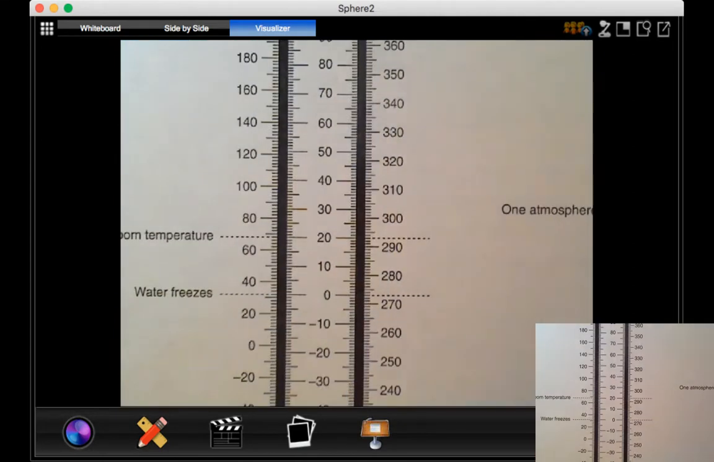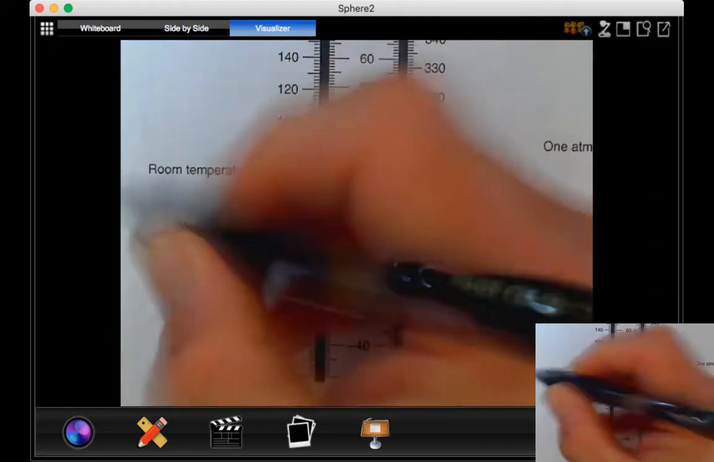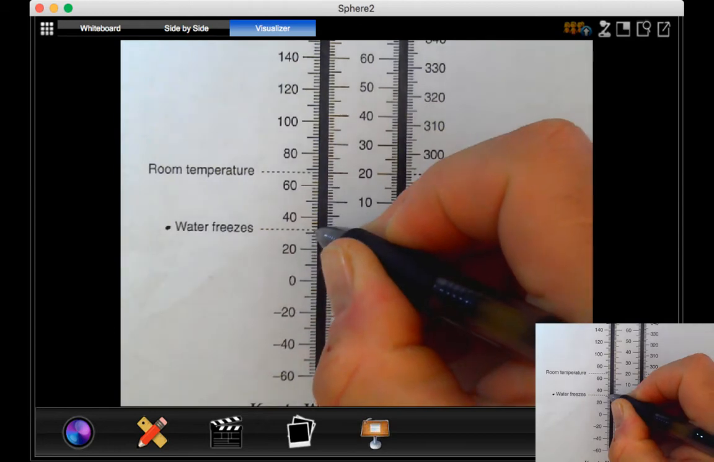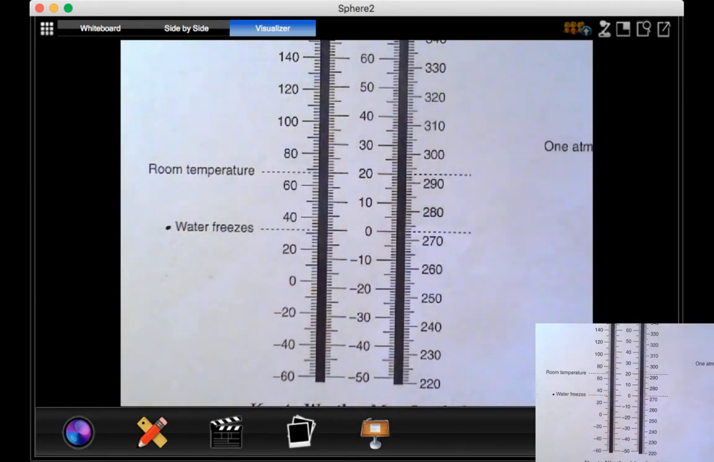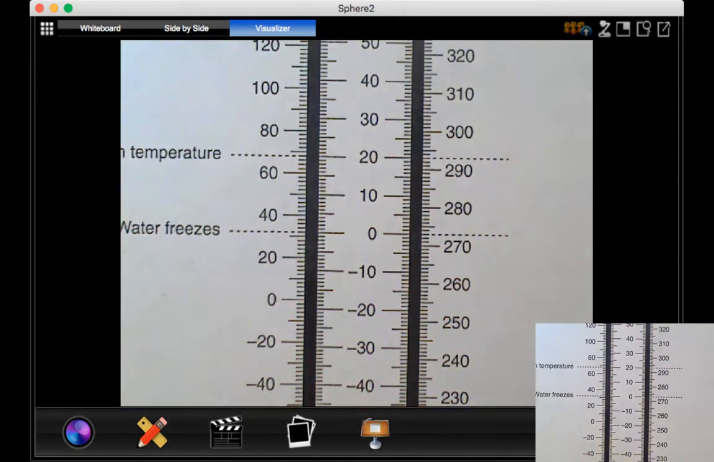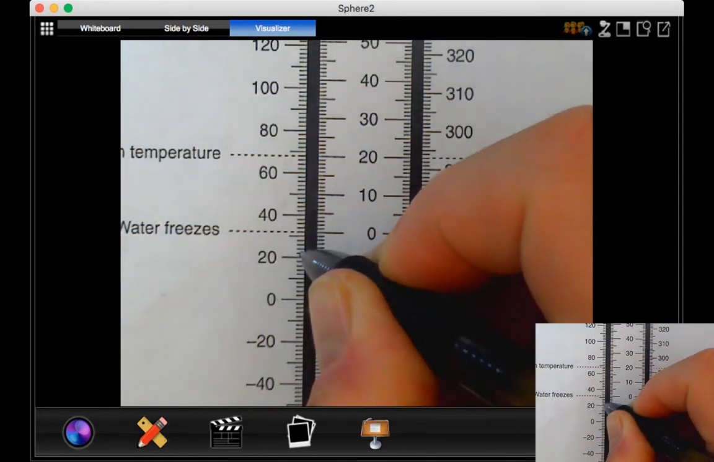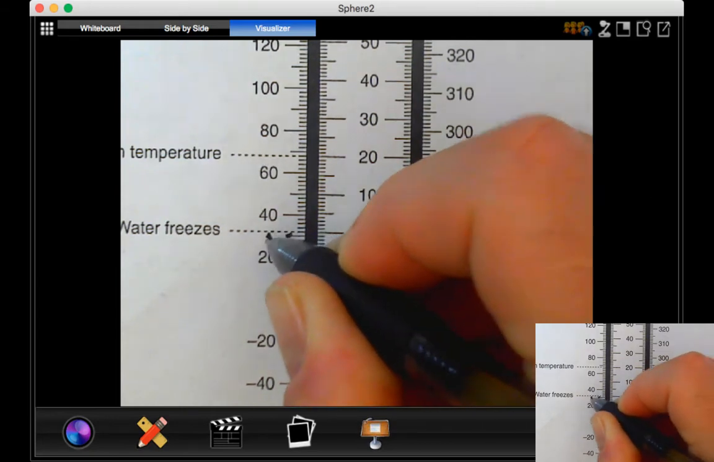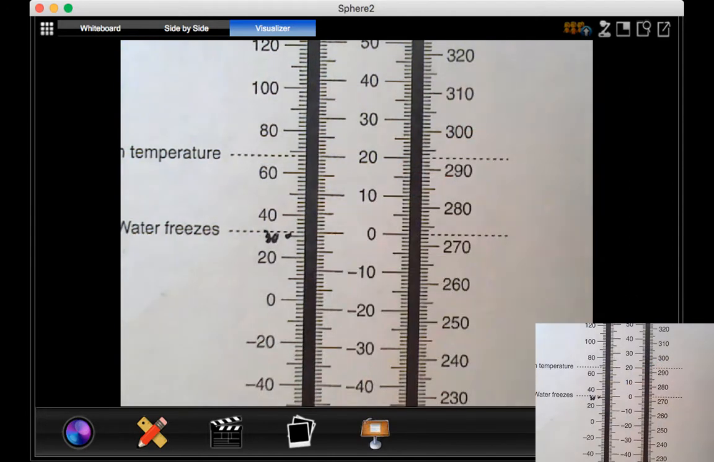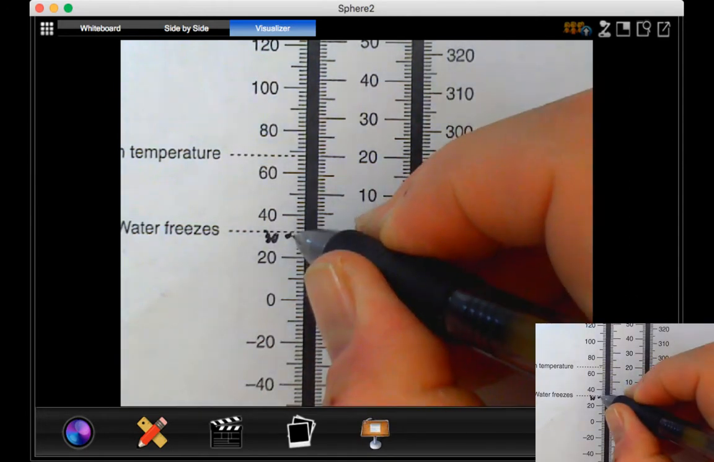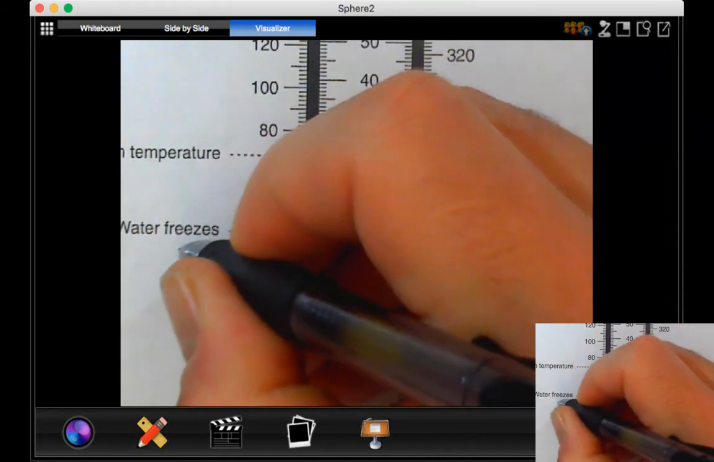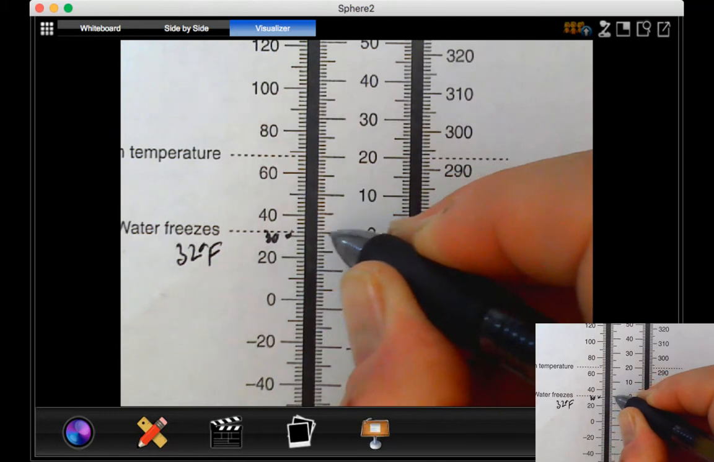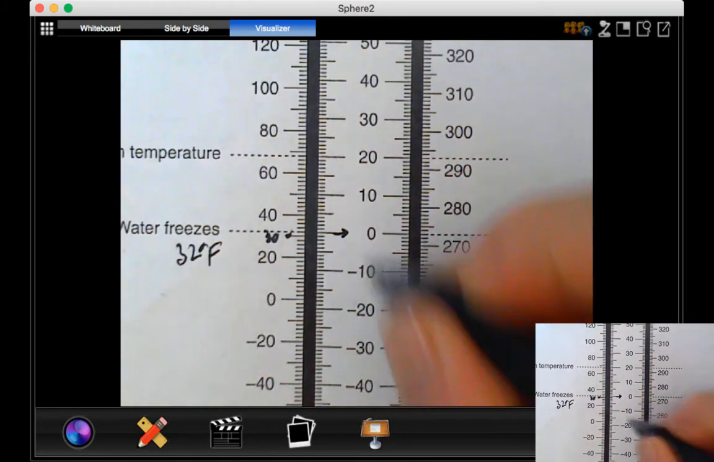So, for example, water freezes is on here. It shows it at Fahrenheit, which, if we get into the Fahrenheit scale, it's by twos. So if this is 20, that's 22, 24, 26, 28, and that would be 30. Okay? So if that's 30 and the dotted line goes to the next one, water freezes at 32 degrees Fahrenheit. But if we follow this dotted line all the way across, sure enough, water freezes at 0 degrees Celsius.